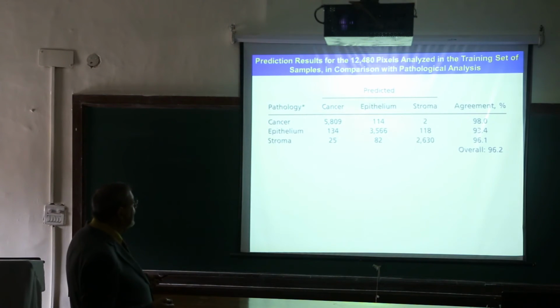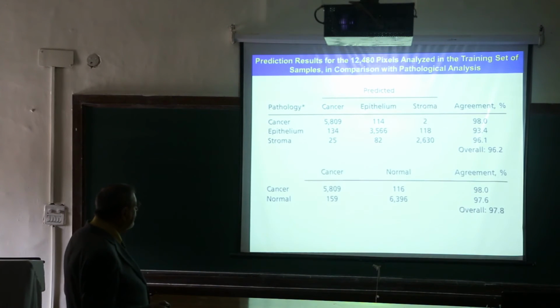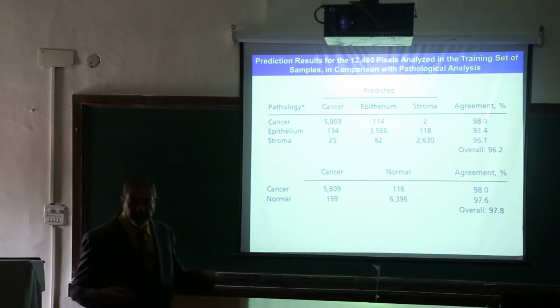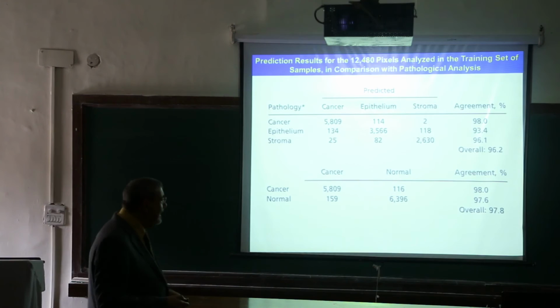And I'm showing you again how well we did. Prediction results for the 12,480 pixels, analyzed the training set of samples in comparison with the pathological analysis, and that's fine. In cancer, normal, we see what we're doing. We're not getting 100%, but we're approaching it very good, and it's nothing like what was happening before. And we're doing this at a time that's actually faster than these people who freeze stain what's happening.